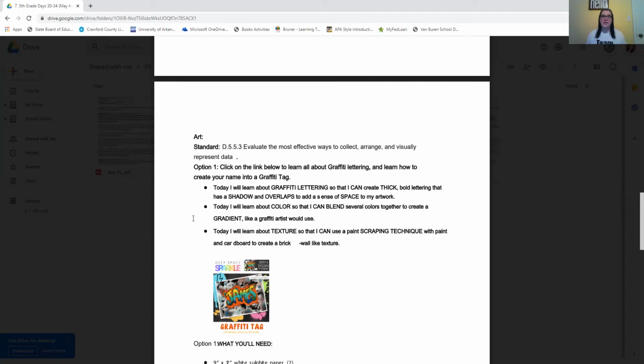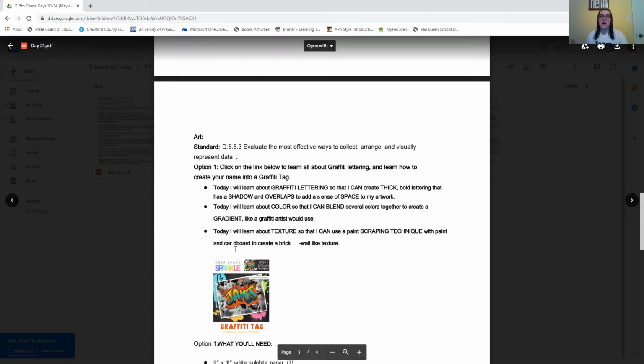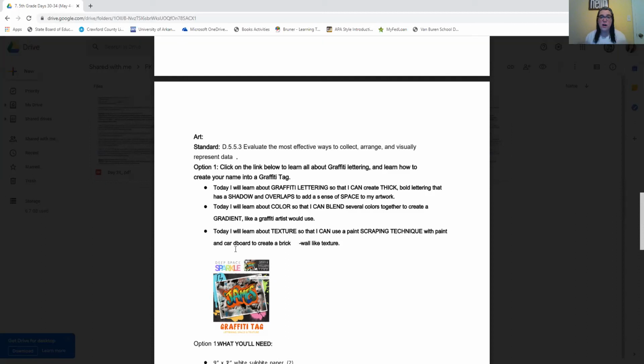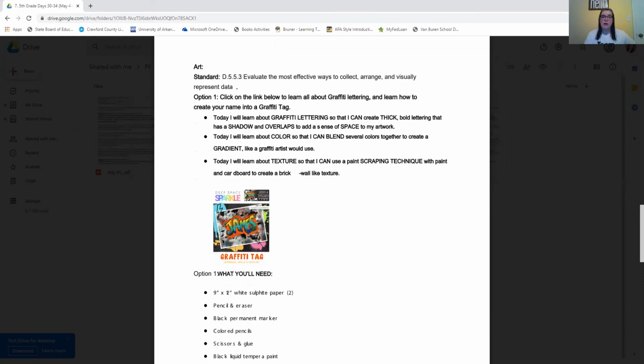So you're just learning, those little bullets are I will learn statements. These are about what you will learn. So you'll learn about graffiti lettering, you'll learn about shadows and overlaps, color and blend, texture. So you're going to learn all those things if you choose to do option 1 today.